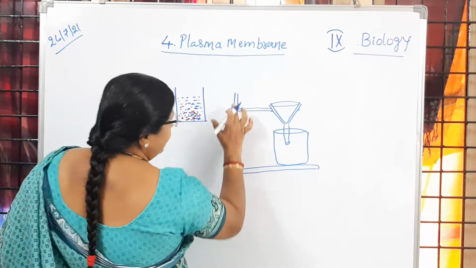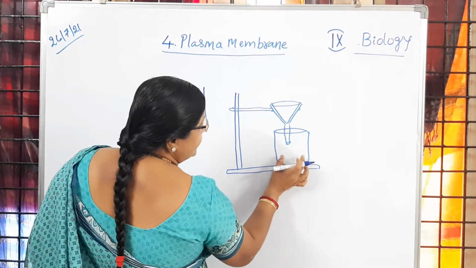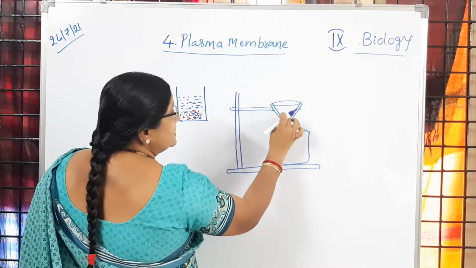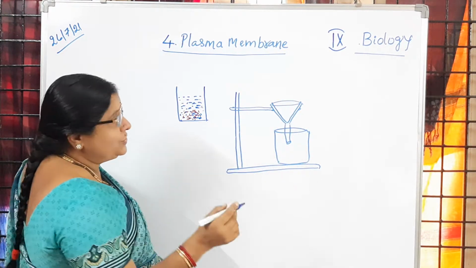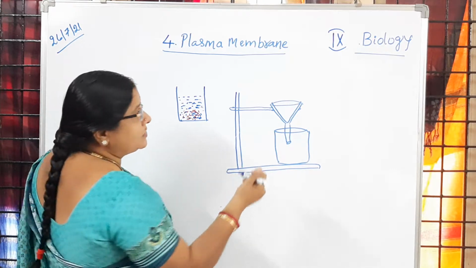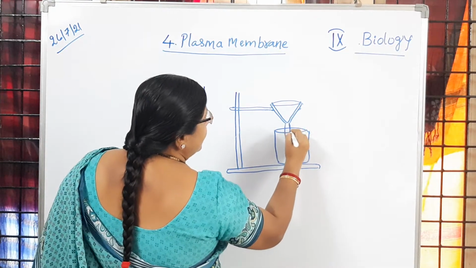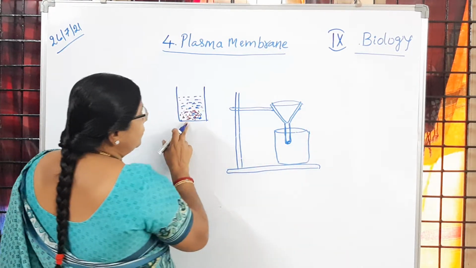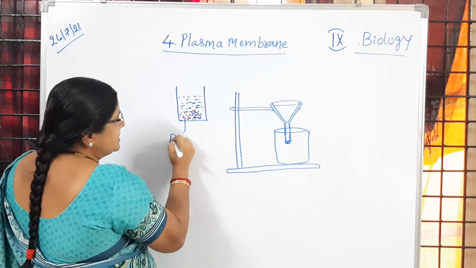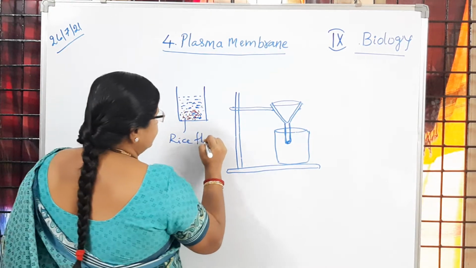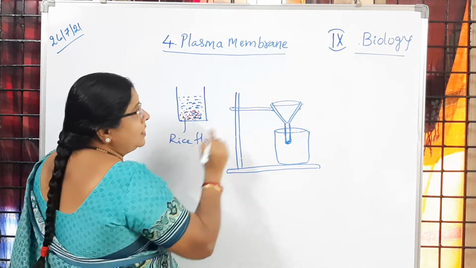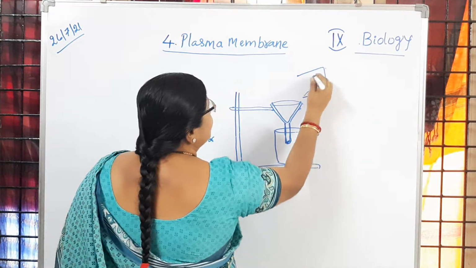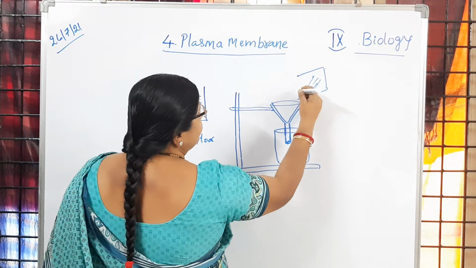So we have taken a stand and we arranged this apparatus like this. Beaker we put and we fixed this funnel, and the funnel is inserted with a blotting paper or tissue paper or a fine cotton cloth, which we can also use instead. This funnel we kept in the beaker like this. Now whatever beaker contains rice flour or wheat flour, we are going to pour here into the funnel.